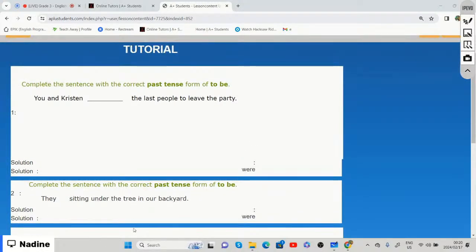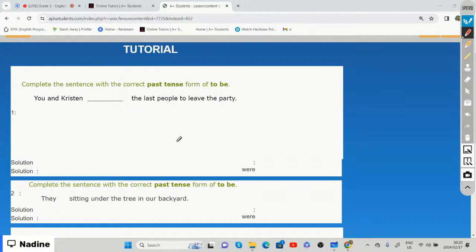Okay, yeah, we have another one. It says, they sitting under the tree in our backyard. They is plural, right? Or they are plural. So are we going to say they was, or do we say they were? Which one is going to be the correct one to add to our answer? Do we say they was or they were?